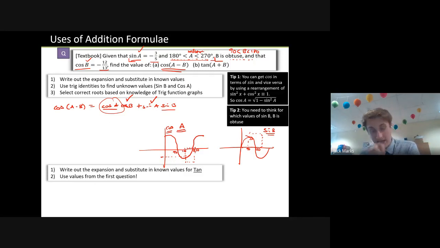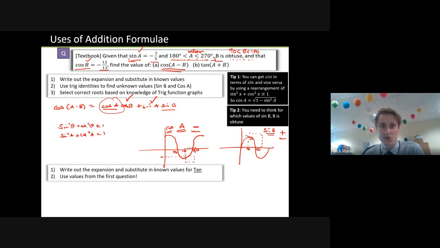Now, that doesn't give you any definite answers, but it tells you, for example, that this must be negative and that this must be positive. Because what I'm going to do to find out cos A is I'm actually going to use sine A. Remember, sine squared theta plus cos squared theta is always equal to 1. So if I want to find cos A, I'm going to change this. So I'm going to say sine squared A plus cos squared A equals 1.